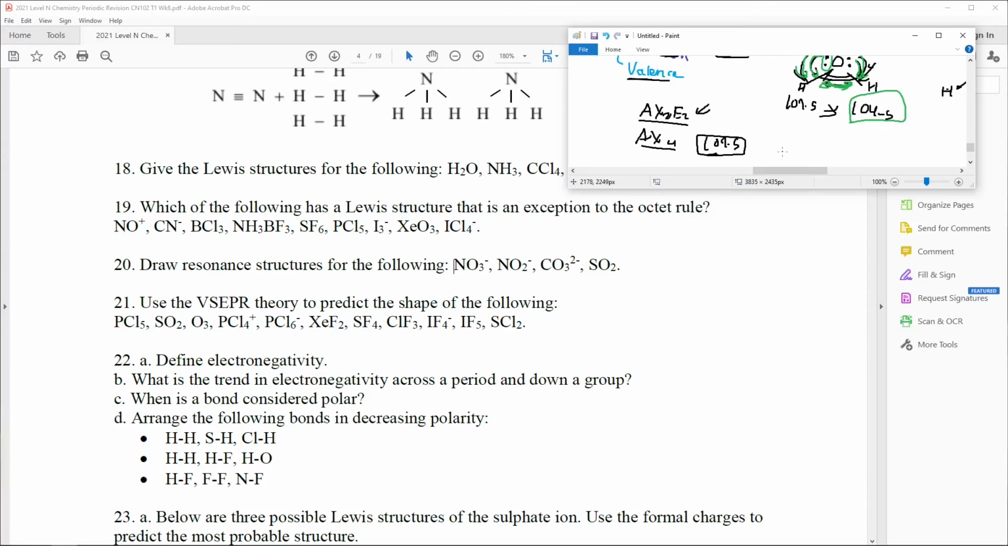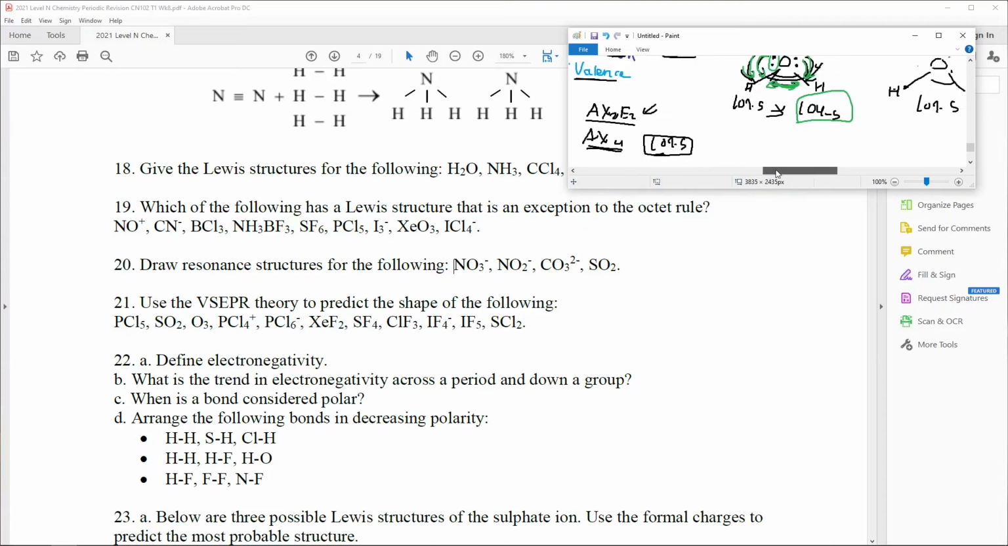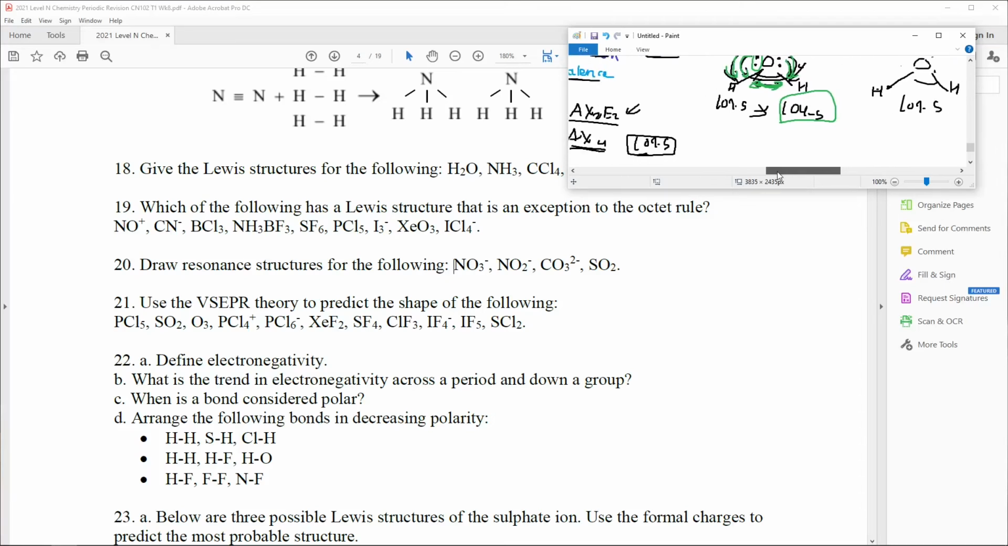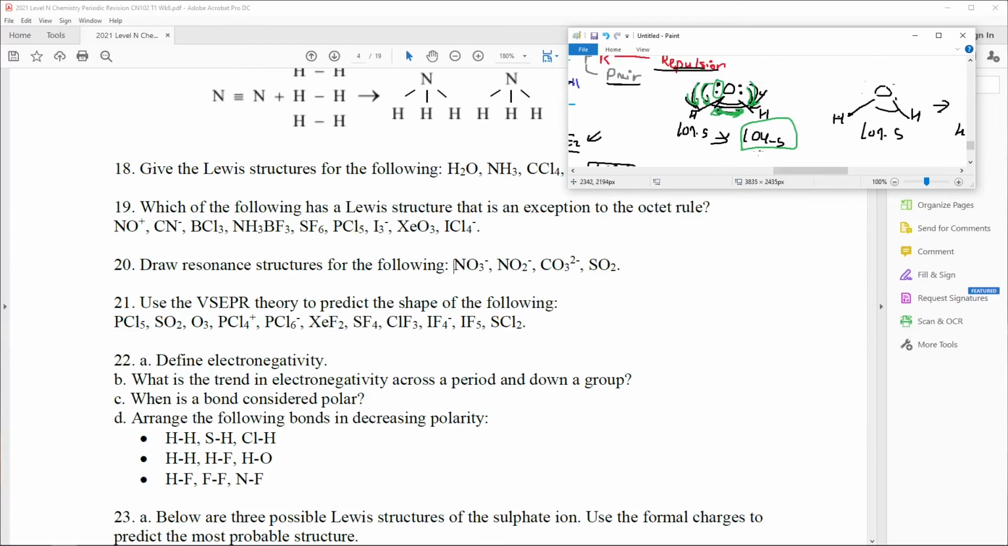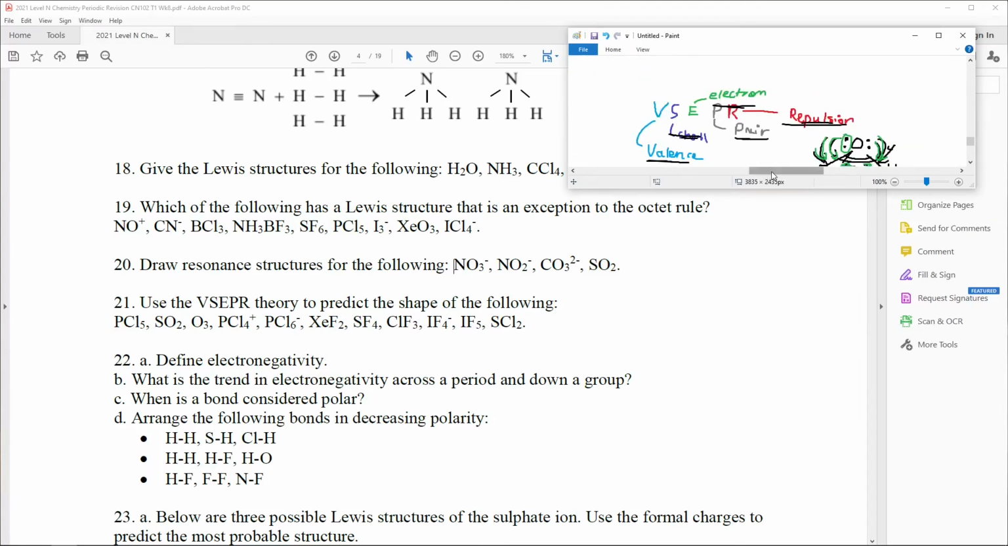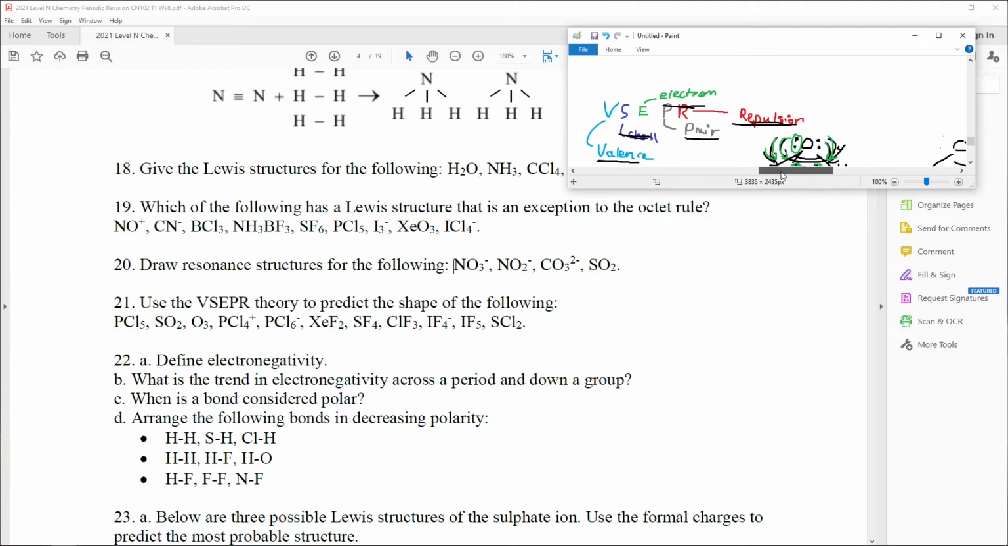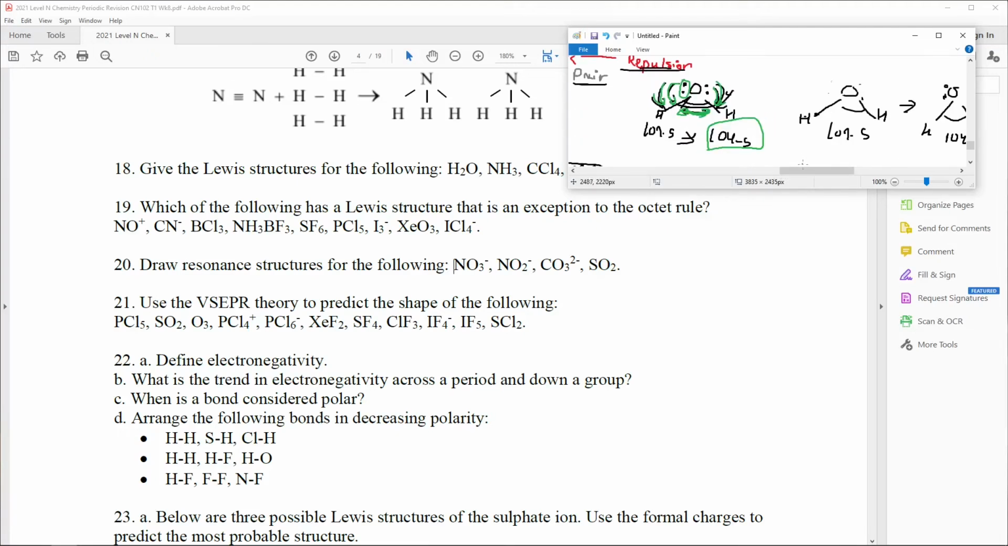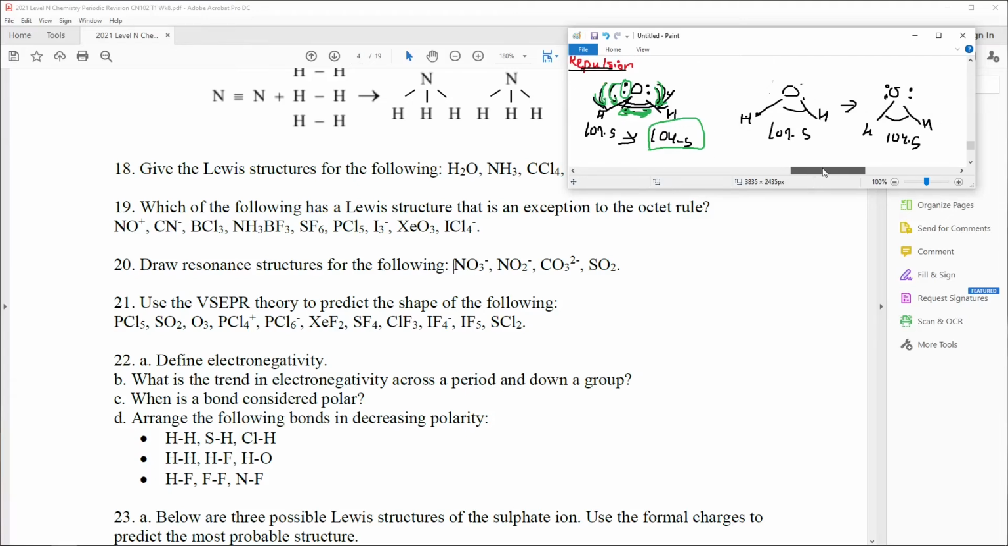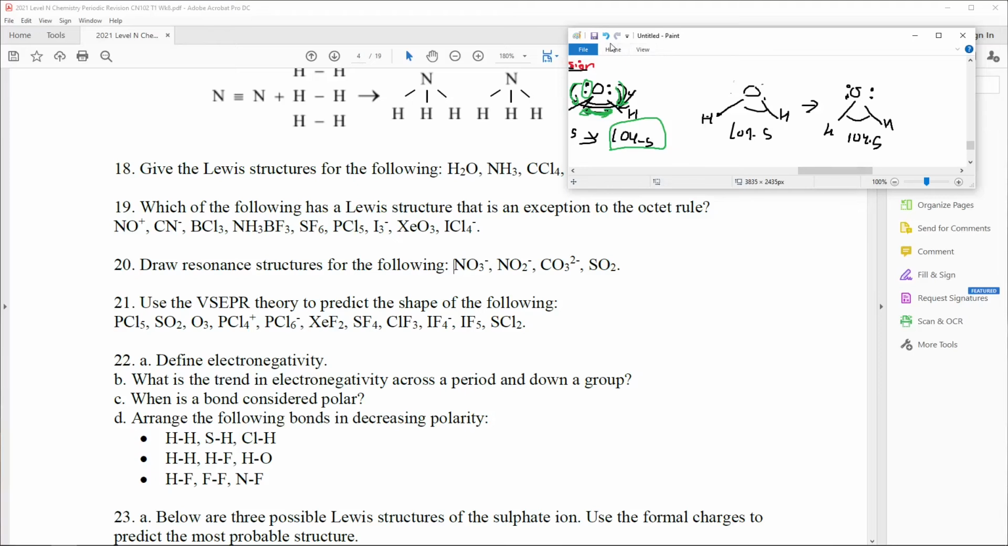So the classification of this is AX2E2. We're expecting the AX4, which is the tetrahedral shape with a bond angle of 109.5. But instead, we're getting an AX2E2 due to VSEPR, which can explain it: as a result, you'll have a smaller bond angle. So if you were to consider, let's say, here without the lone pairs, just to be accurate.